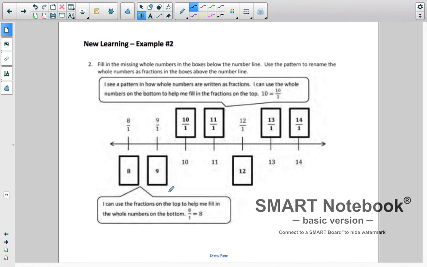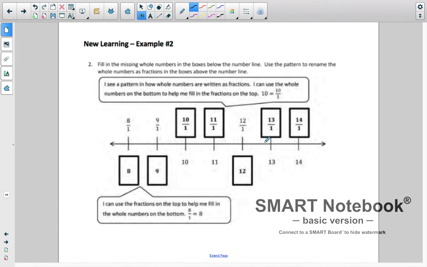Alright, let's look at this one. It says fill in the missing whole number in the boxes below the number line. Use a pattern to rename the whole numbers as fractions in the boxes above the number line. So if we look at our number line, at the bottom we have whole numbers. It's counting up by 1. 8, 9, 10, 11, 12, 13, 14.